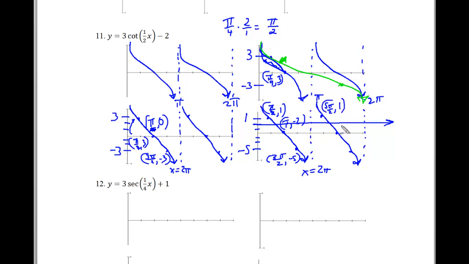6 pi over 2 is the same thing as saying 3 pi comma negative 2. And then this point here is going to be 7 pi over 2 comma negative 5. And then the x value for the asymptote line is x is equal to 4 pi, which is going to be 8 pi over 2.